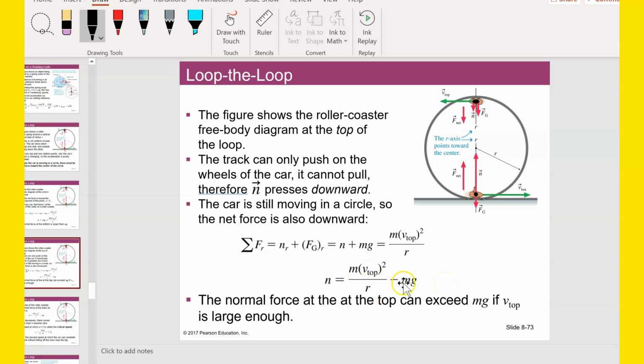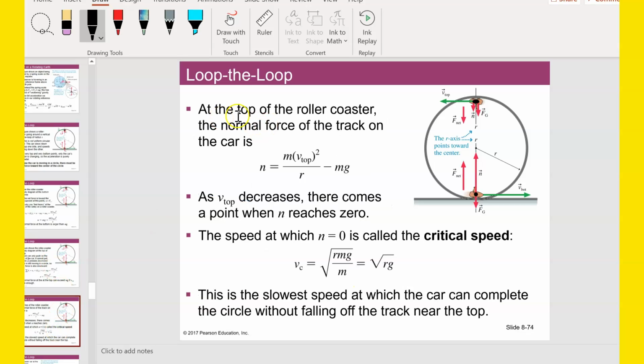So that probably means the normal force is going to be less than gravity, but it could exceed gravity if mv squared over r is big enough. If mv squared over r is big enough, then if you subtract gravity from it, the normal force could still be bigger than gravity if this first term is big enough. So this is the normal force at the top of the loop.